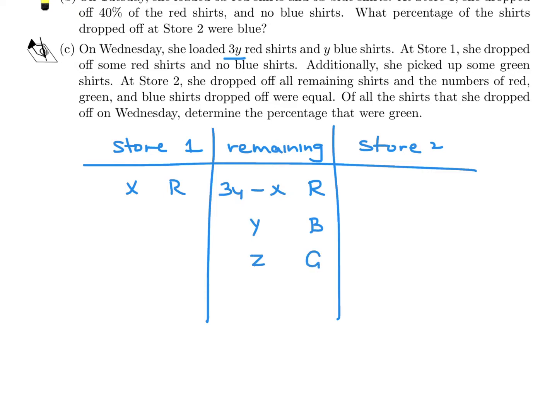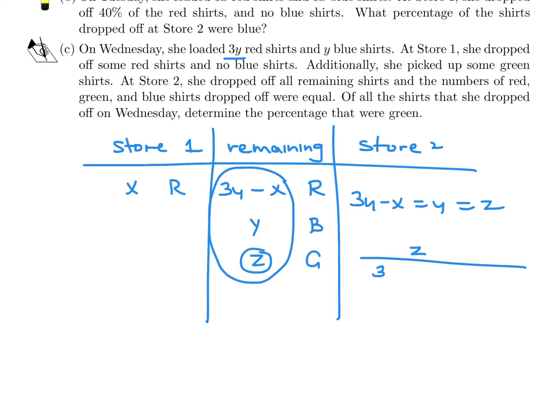to call it Z. Now, at store 2, this is what's dropped off, and they're saying that those are all equal. So 3Y minus X is equal to Y is equal to Z. So we have to figure out what percentage is green. So the green, the Z, represents what percentage of the total. Okay, well, first let's see. As a fraction, that would be Z over 3Y minus X plus Y plus Z. Well, Z is equal to Y, so let's just put that there. And 3Y minus X is also Y.